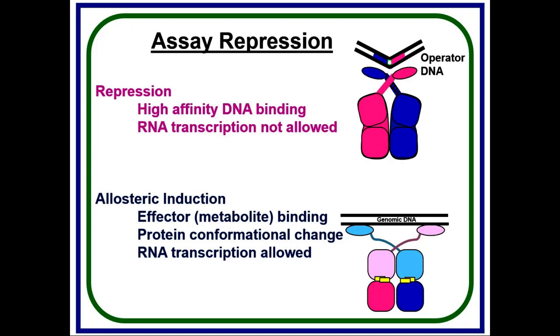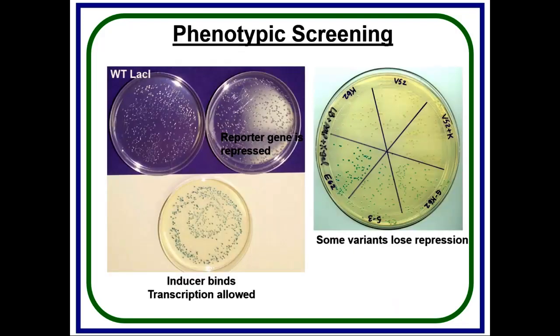The genomic DNA competes the repressor off of the operator, and that allows the transcription machinery to transcribe the downstream genes. Many of you have already seen such assays if you've ever carried out a blue-white screen. Here's an example of wild-type LacI repressor. In its repression mode, it's repressing transcription of the downstream beta-galactosidase gene, and so colonies are white. But if we add the small molecule inducer and give the beta-galactosidase a colorimetric substrate, the colonies become blue.